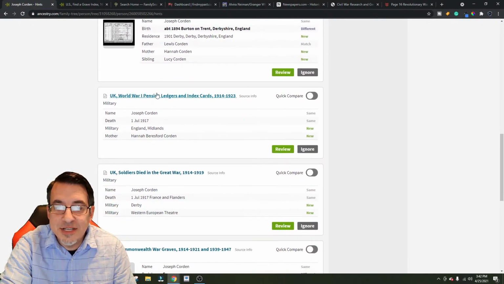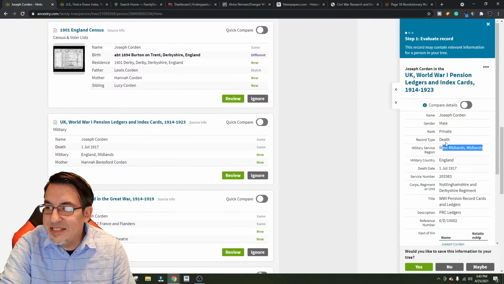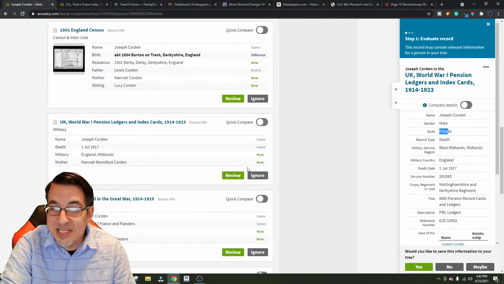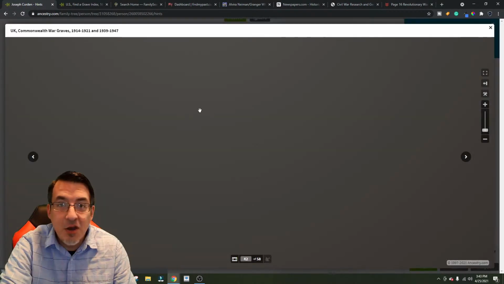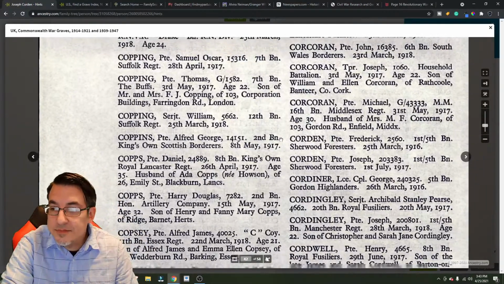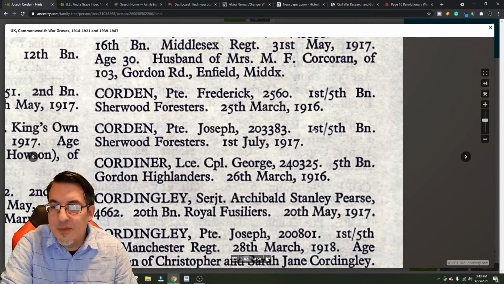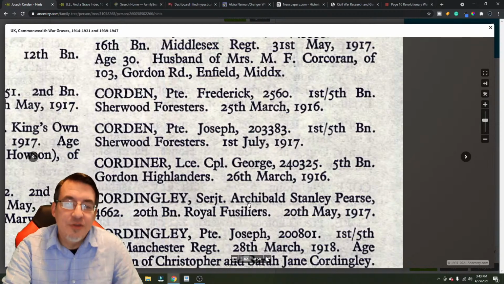Now I can find information about him. Here's some England census records. Here's a World War I pension ledger for Joseph Corden. And now I can see right here from this, he was in the Nottingham and Derbyshire Regiment. He was from the West Midlands. He died 1st July 1917. He was a private. I can see his mother is listed as the person who received the pension on his behalf. Here's a listing for him in the Commonwealth War Graves information. So right here he is. Private Joseph Corden. Here's his service number. He was in the 1-5 battalion of the Sherwood Foresters. And again, he died 1st July 1917.